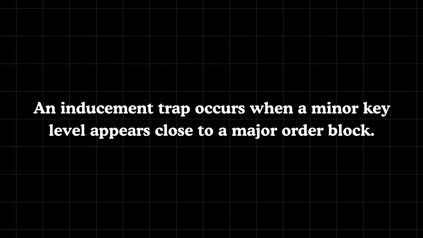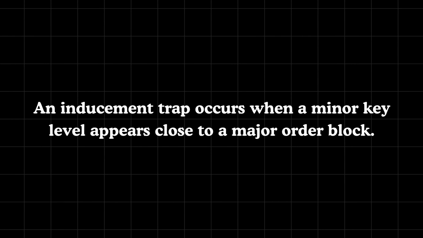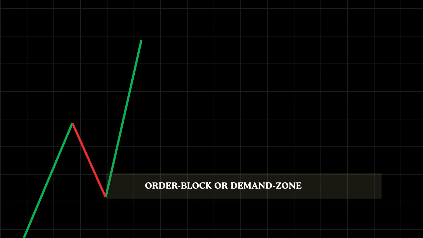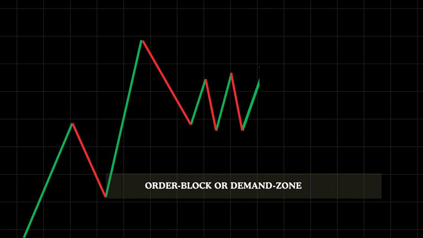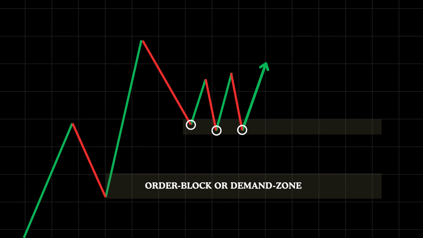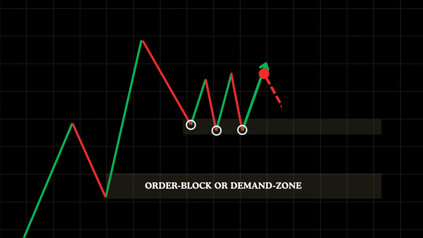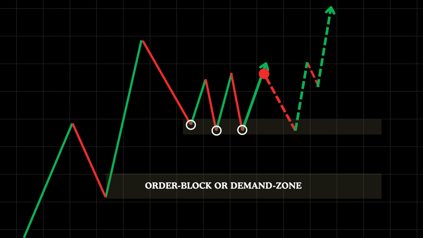An inducement trap occurs when a minor key level appears close to a major order block. Imagine this: price is moving in an upward trend, leaving behind a strong demand zone. This is where the institutional players are positioned to buy. But instead of price immediately returning to that zone, it forms a temporary support level just above, with multiple rejections. Looks convincing, right? But here's the catch. This is the trap. Retail traders spot that level, believe it's a strong support, and start buying in heavily.